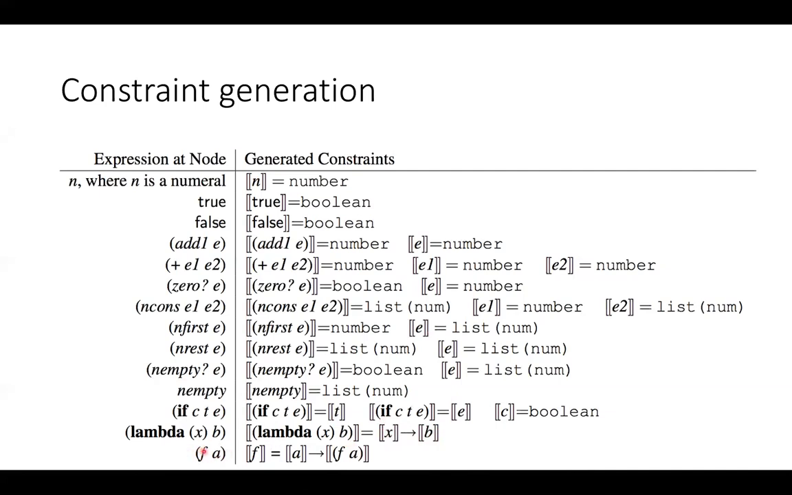Finally, if we ever see function application, it's kind of interesting, but notice that the constraint we generate is a little backwards. When we see function application, we know that the type of f has to be something that takes something of type A and returns something of type f of A, which might feel a little funny. It almost feels a little backwards.